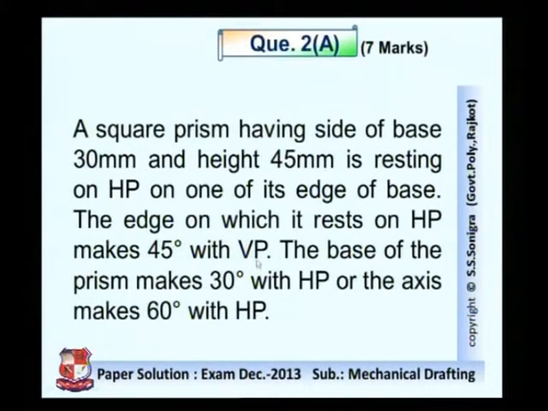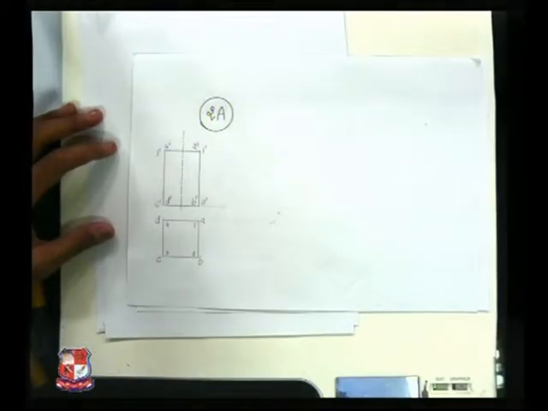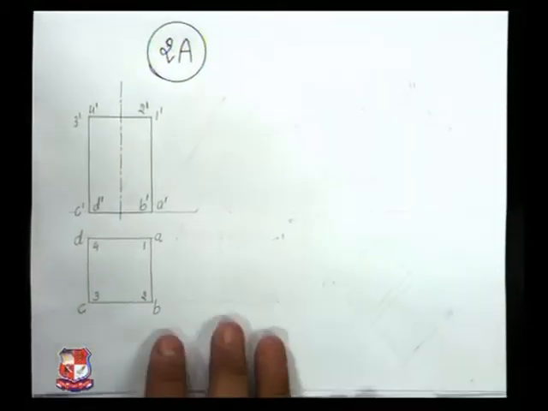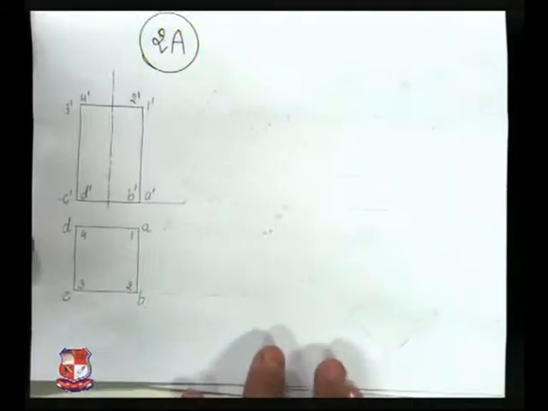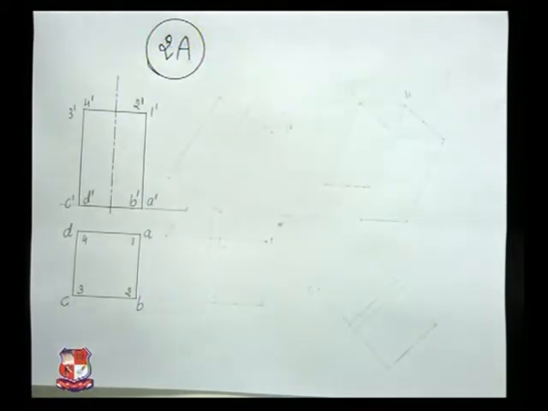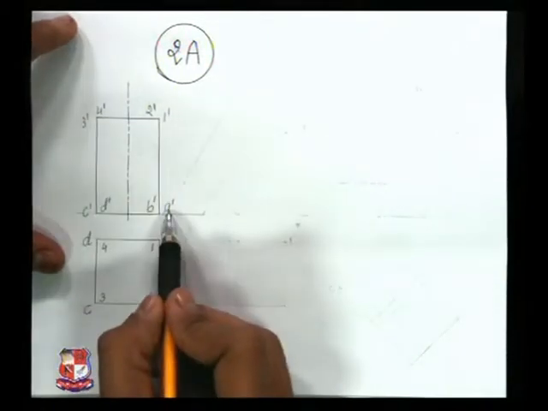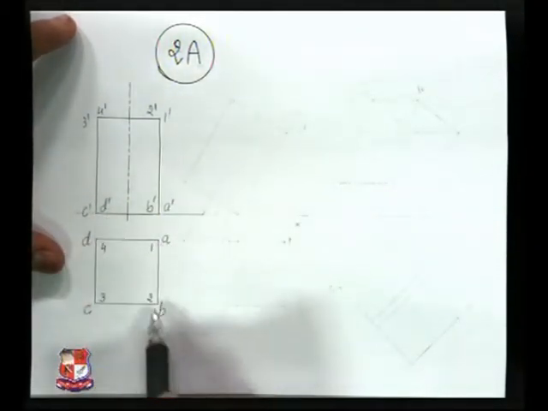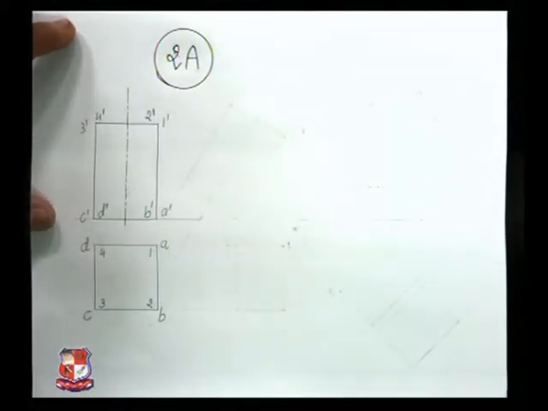So for that, let me draw the object. This is the two views of the given data. A square prism is there, hence its top view would be a square and its front view would be a rectangle, which is drawn over here. Now name the points here: A dash, B dash, C dash and D dash, A, B, C, D. Similarly 1 dash, 2 dash, 3 dash, 4 dash, and 1, 2, 3, 4, bottom edges and upper edges.